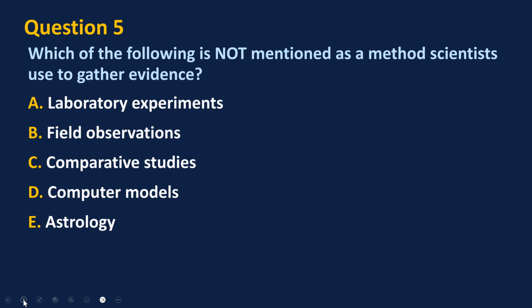Question 5. Which of the following is not mentioned as a method scientists use to gather evidence? A. Laboratory experiments. B. Field observations. C. Comparative studies. D. Computer models. E. Astrology.